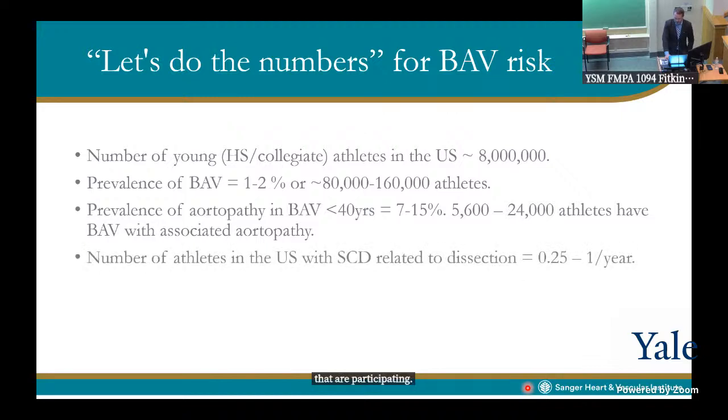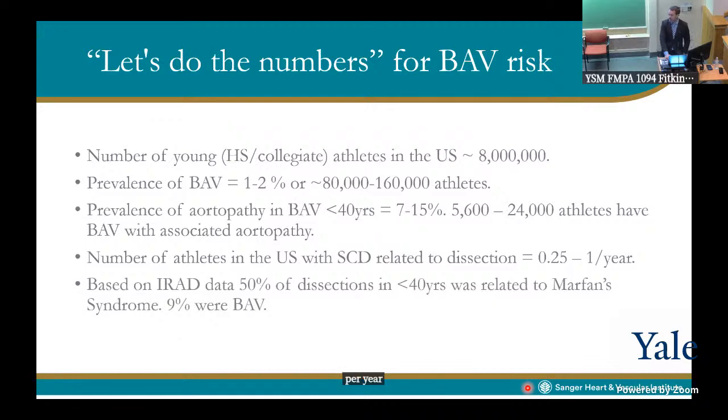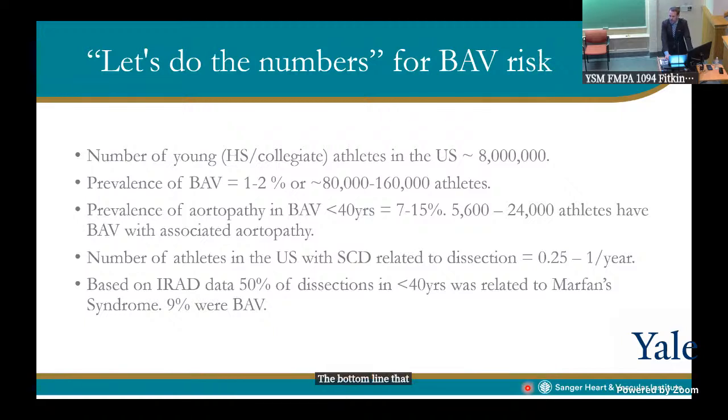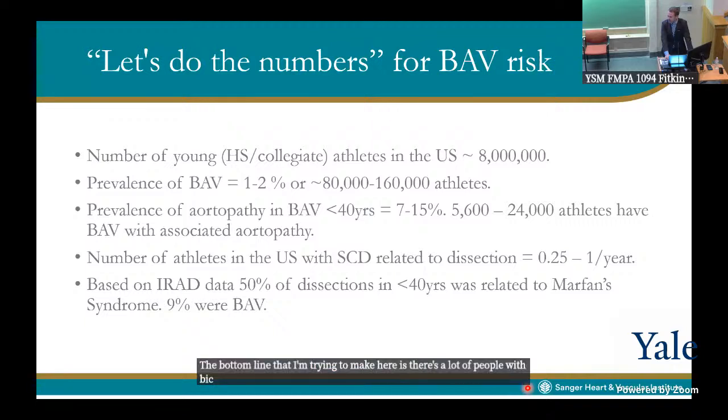And then the risk of dissection in all athletes is somewhere between 0.25 and 1 per year. And then we remember that most of those are related to Marfan syndrome. So about 10% related to bicuspid valve in athletes. The bottom line that I'm trying to make here is there's a lot of people with a bicuspid valve that have aortopathy, and the rate of dissection is extremely rare.